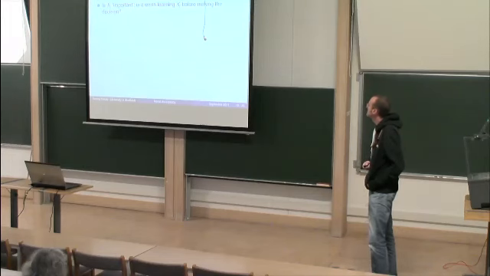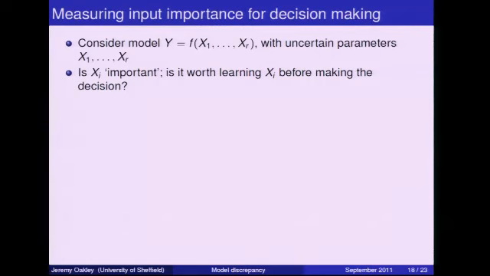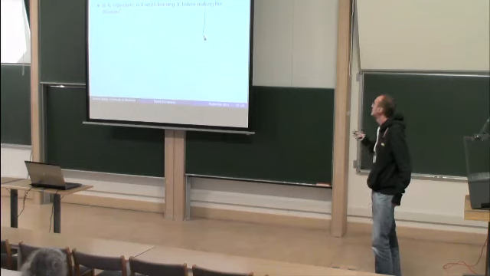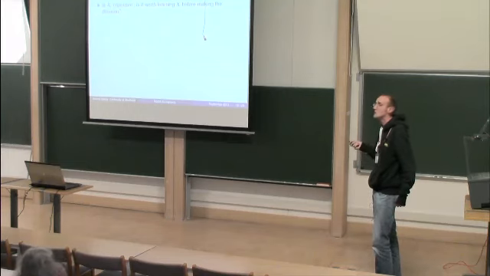So what we want to do now, having specified these discrepancy distributions, is have some way of understanding whether or not they matter for decision making. So I'm just going to review some standard decision theory here. Let's suppose we've got a model with some uncertain inputs, and what we want to measure is how important any particular uncertain input is. And important in the sense of, would it be worth finding out the true value of that parameter before you made your decision?